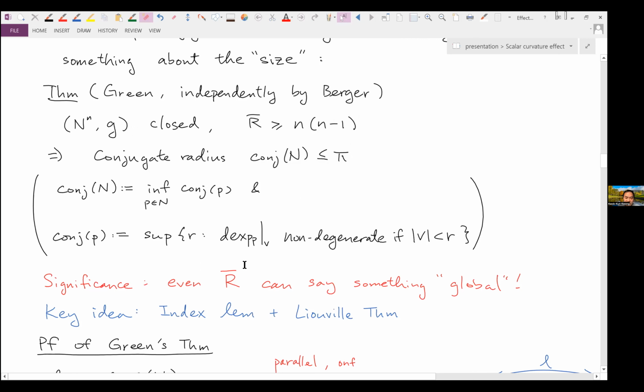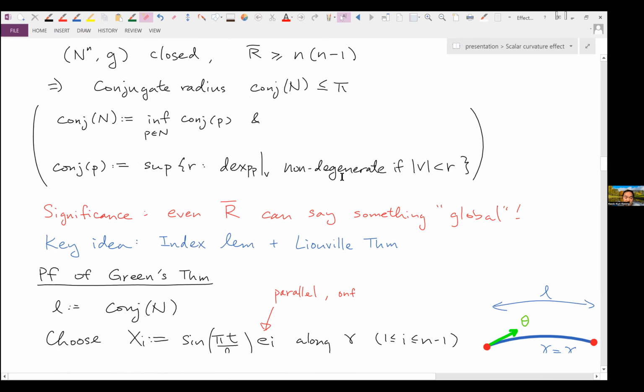So I think the significance is that even such a weak notion, on average, can say something about something topological, something about the size, something global. Okay, so this is, I think, the significance. So let me show you the idea of Green's or Berger's theorem. So it is basically a clever use of the index lemma together with Liouville's theorem.